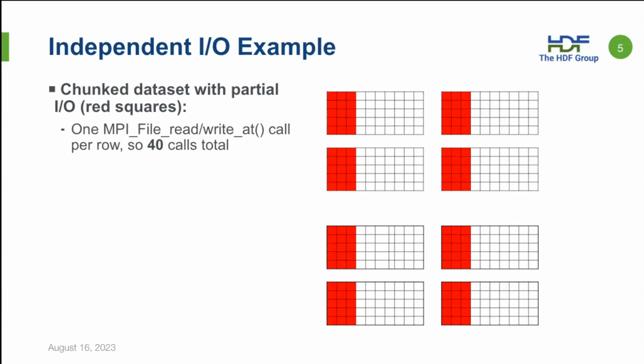And so for independent IO or for legacy non-parallel IO, because you can only pass a single offset and length to the virtual file driver, it has to go and for each row in each chunk, do one call for each one of those. So you end up with 40 total calls for this selection. So, you know, it's only 3 times better than if you did 1 IO for each element.